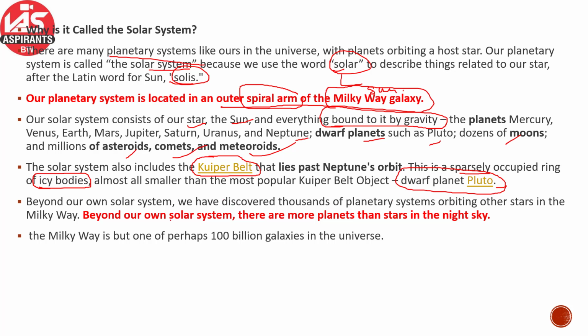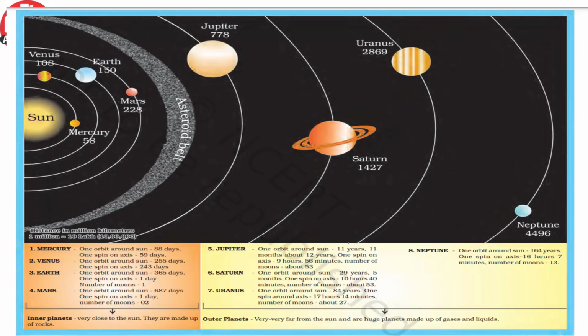Okay. Now beyond our own solar system, this one is an interesting fact. There are more planets than stars in the night sky. So the star in our solar system is the Sun, right? And we have the planets, 8 planets. But if we look beyond our own solar system, then there are more planets than stars in the night sky. And the Milky Way galaxy, also known as the Akash Ganga galaxy, is one of perhaps 100 billion galaxies in the universe. Now let us look at this figure over here.